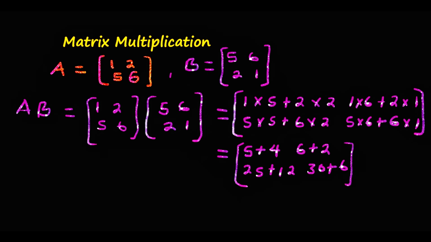So if we simplify this, we're going to have 9 as the first entry, then 8. And here we're going to have 25 plus 12, that is 37. Then here we have 30 plus 6, which is just 36. And that is what we have.